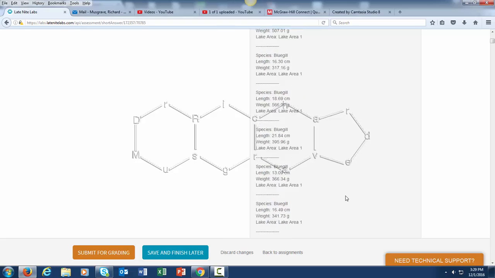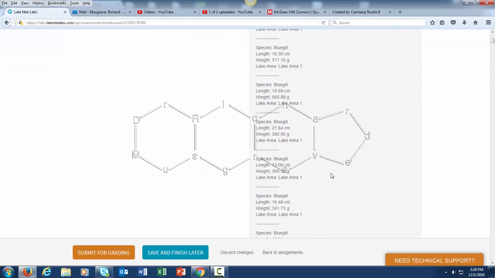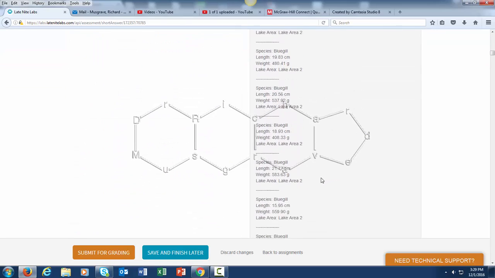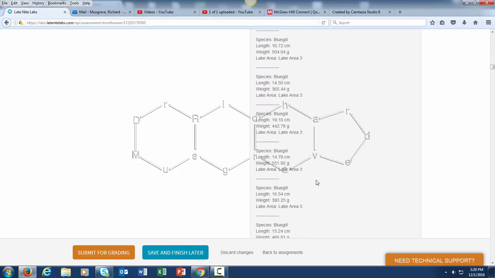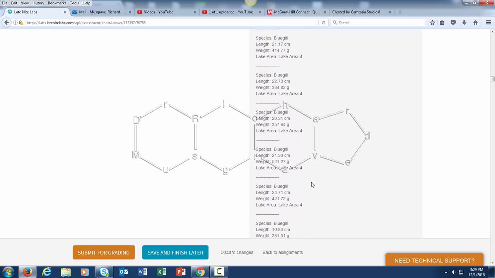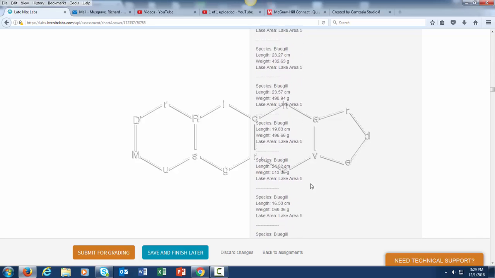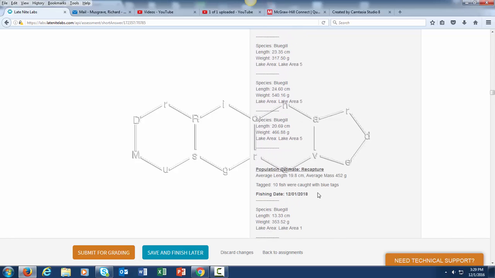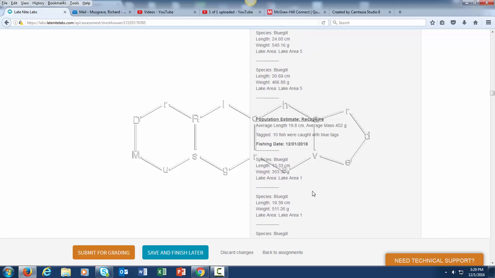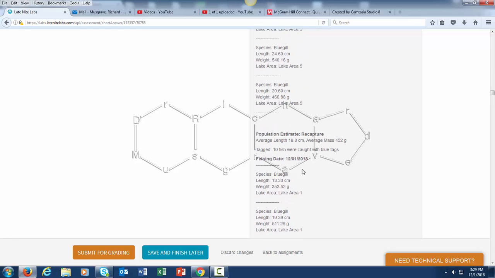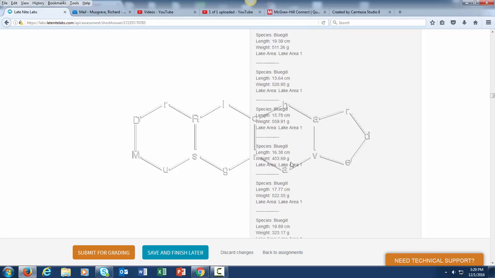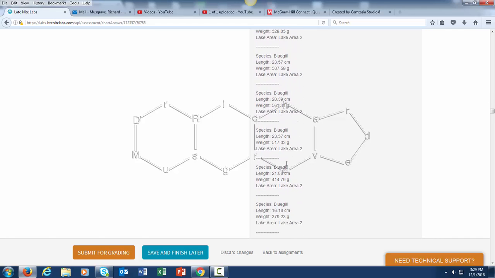Alright, so all the data is in here. You can see in the notes, this is everything I've collected. And then it's all this data for fish and where they've been collected, lake areas 1 through 5. And this is the recapture. And you know, the fishing date shouldn't read 2018, it should read 2016 because it's only 2 hours later. But anyways, this tells you how many fish were tagged when they were recaught.